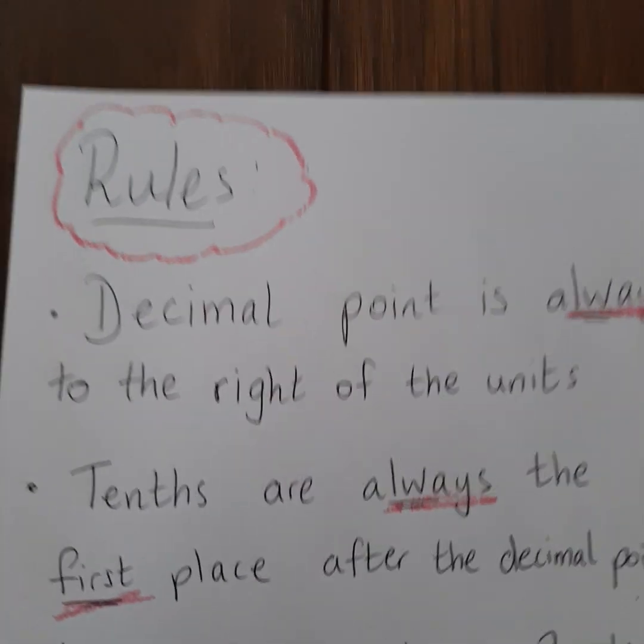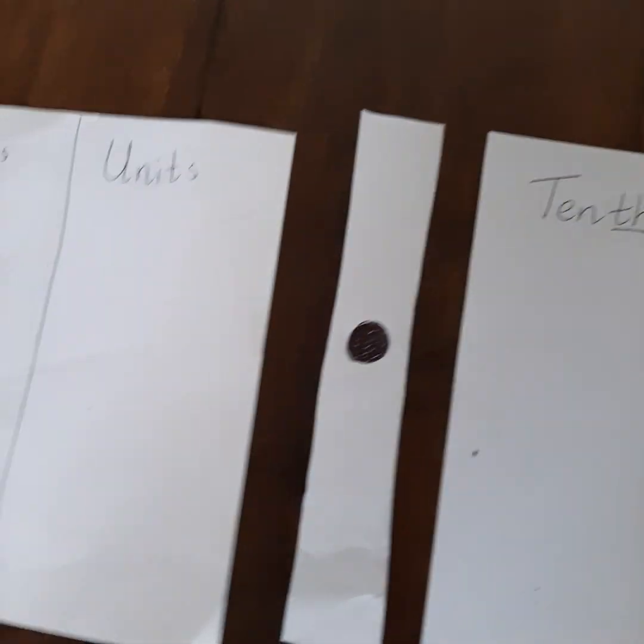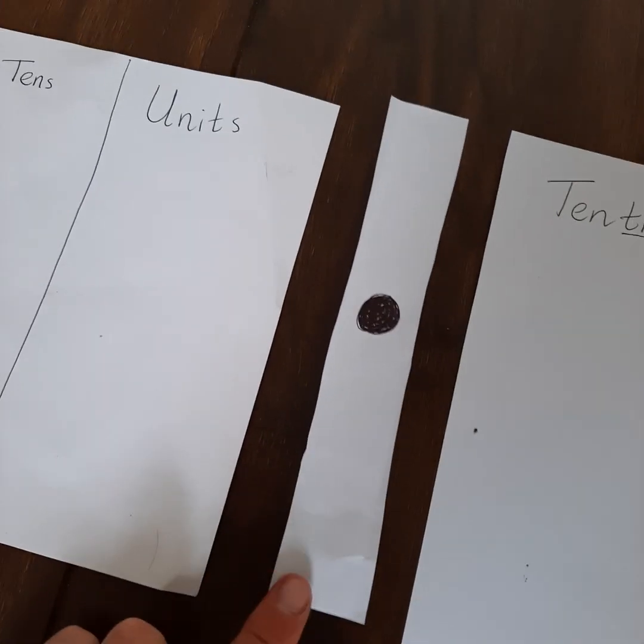There's a couple of rules you have to follow, okay? So here's my rules. Your decimal point is always to the right of the units. Remember we did that in the intro video? Look, there's my units. Decimal point is always to the right of it. Every single time without fail.